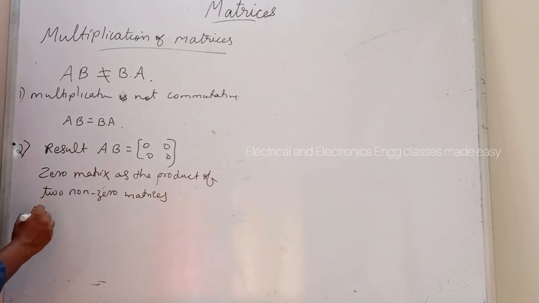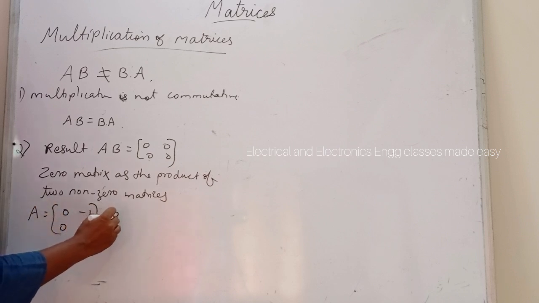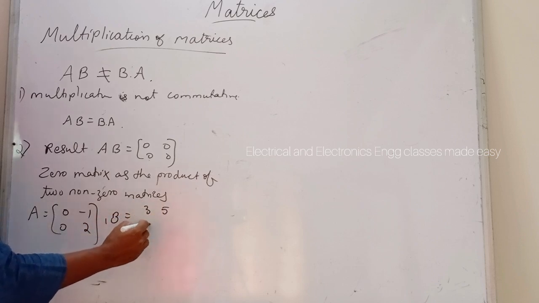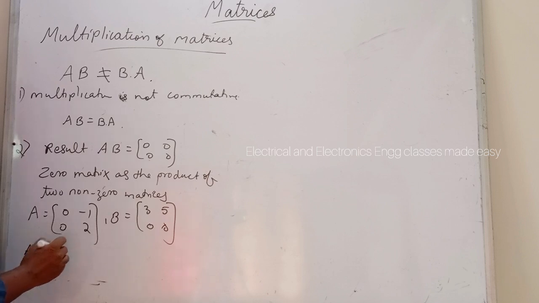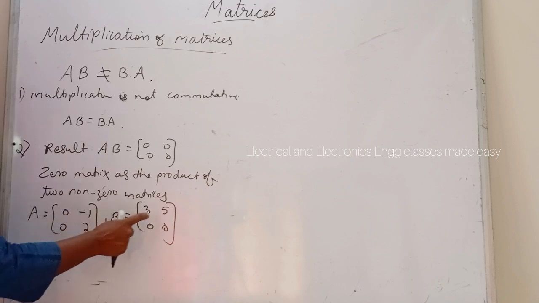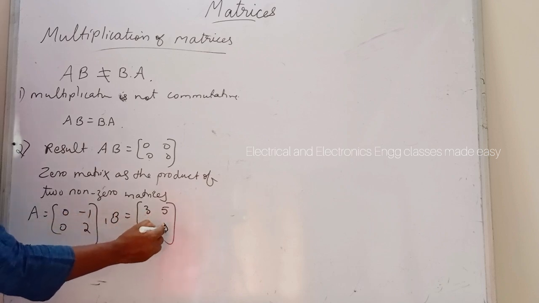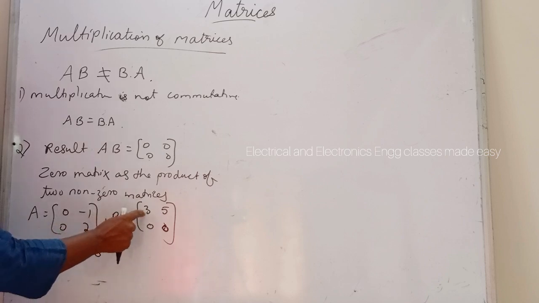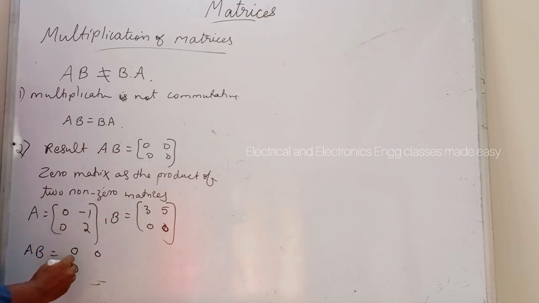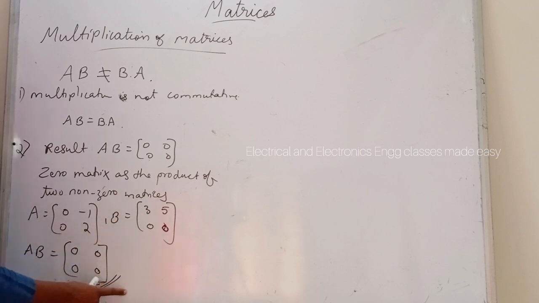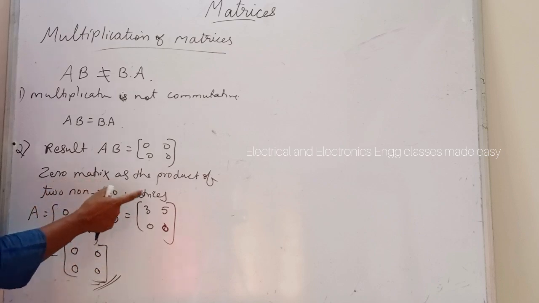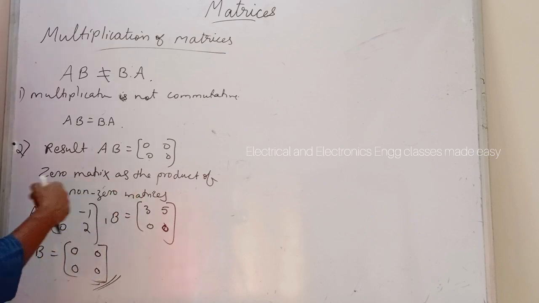For example, if A is equal to 0 minus 1, 0, 2 and B is equal to 3, 5, 0, 0. Then here we will get A into B equal to 0 into 3 plus minus 1 into 0. So it is 0. 0 into 5 plus minus 1 into 0. It is again 0. Then 0 into 3 plus 2 into 0, 0. 0 into 5 plus 2 into 0, 0. So in some cases we get zero matrix as the product of two non-zero matrices.